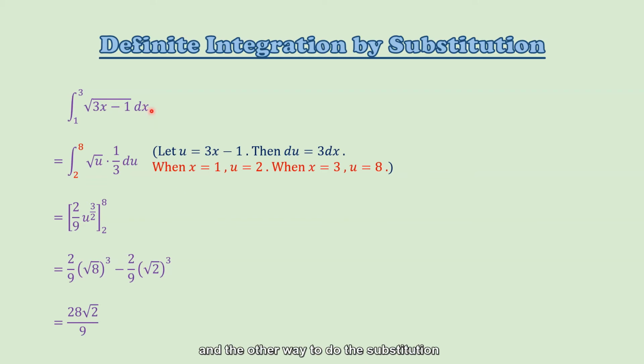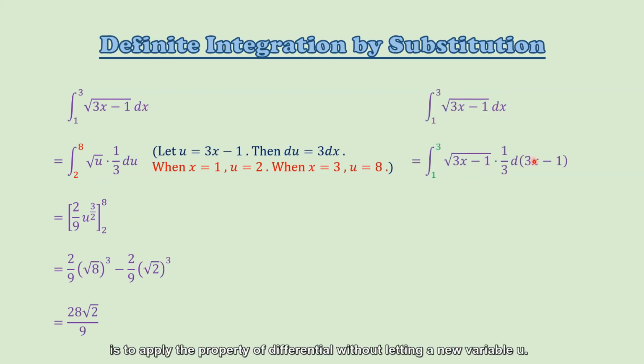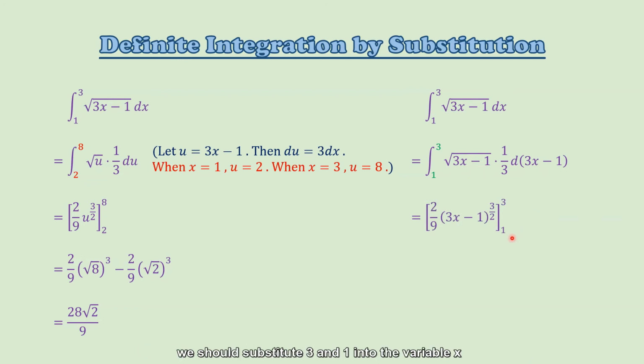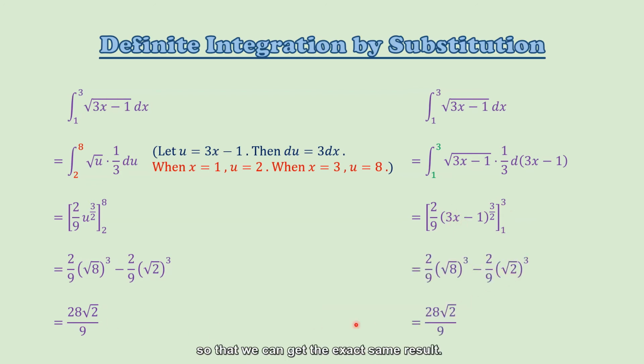And the other way to do the substitution is to apply the property of differential without letting a new variable u. In this case, we have changed the variable from x to 3x minus 1 without letting a new variable u. Our convention is that if we do not have a new variable, then we should not change the limit in the process of substitution. Even though we have changed the variable, we do not change the limit if there is no new variable u. We can continue to evaluate the definite integral, and then in this step, we should substitute 3 and 1 into the variable x, so that we can get the exact same result.